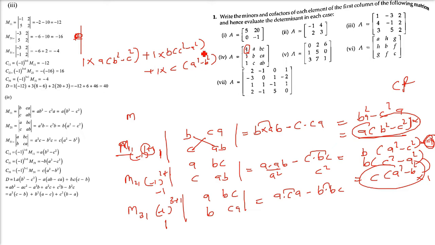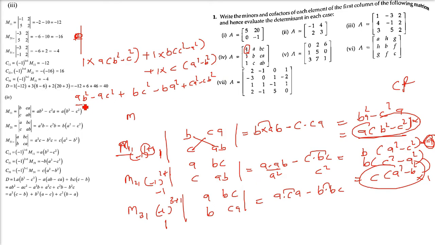I hope you will be able to rearrange them, because rearranging is not a big issue. Rather, let us do it so that you understand how actually the answer comes. So let us actually do it. Multiplying this a with b square minus c square, it will be ab square minus ac square plus bc square minus ba square plus ca square minus cb square.